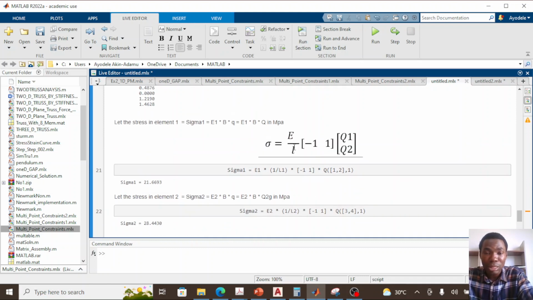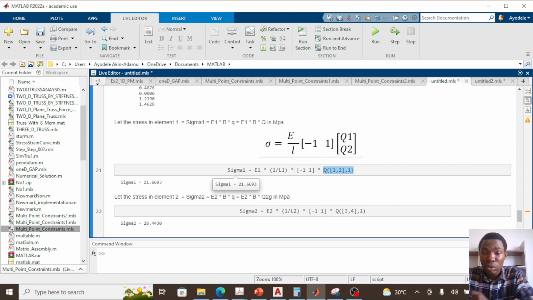So this is our stress equation. If we substitute E divided by L multiplied by these matrices, it gives us our stress equation. Sigma 1 represents the stress in my first finite element. E1, which is 200 kilopascal, I've defined before. L1 is 4.5 meters, 4,500 mm, multiplied by this matrix, which is minus 1 and 1, multiplied by this matrix.